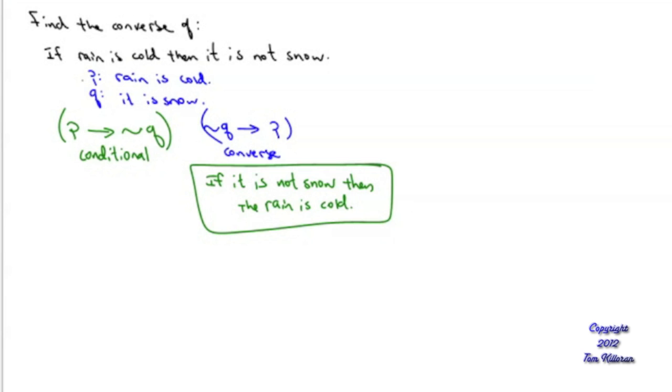I'm just saying what you want. On my test, it'll say, "Here's a statement. Write me the conditional." Or, I'm sorry, write me the converse, and that's what I'm looking for. I am not looking for the blue writing. That would be the symbolic form of the converse.